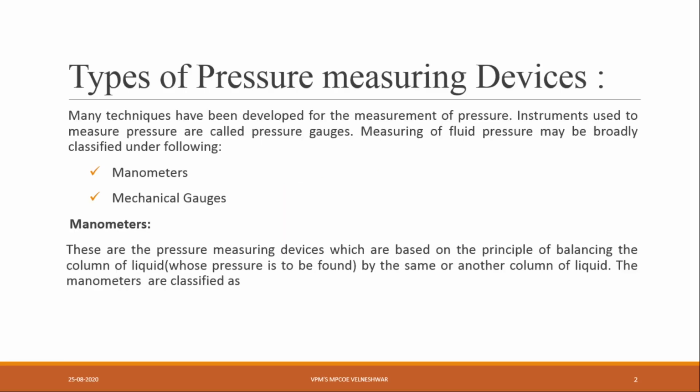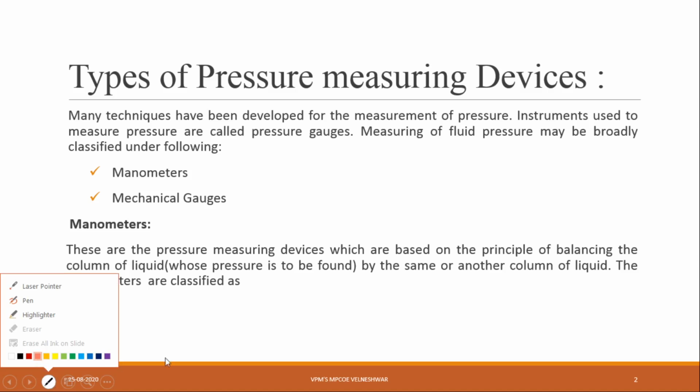First of all, we have different types of pressure measuring devices. Many techniques have been developed for measurement of pressure. In some cases, we may calculate the pressure by equipment, but in fluid mechanics, it is not possible. Here we have to make use of manometers. Instruments used to measure pressure are called pressure gauges. Whatever instruments we are using here, that name is nothing but pressure gauges.